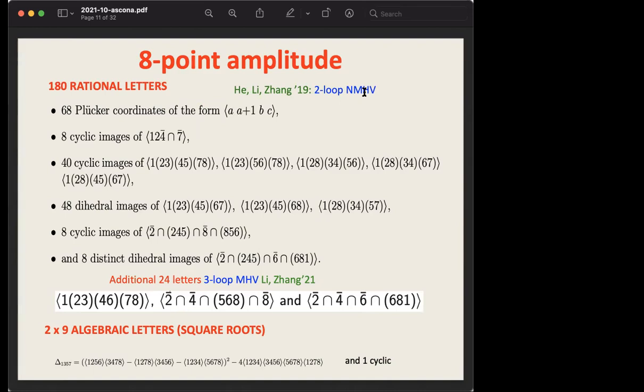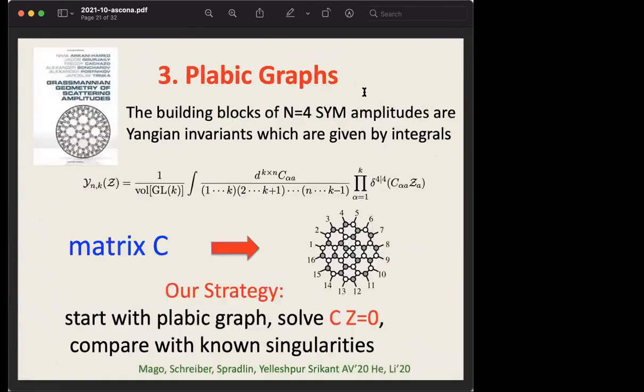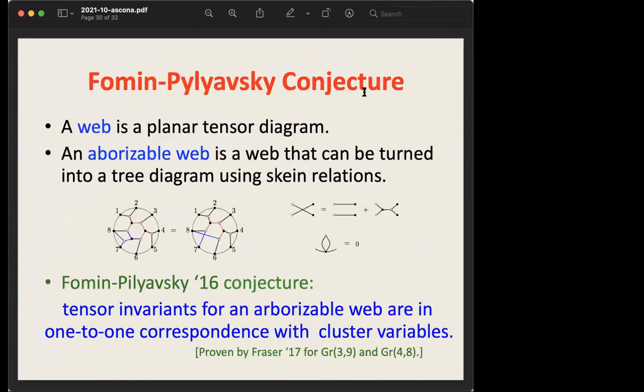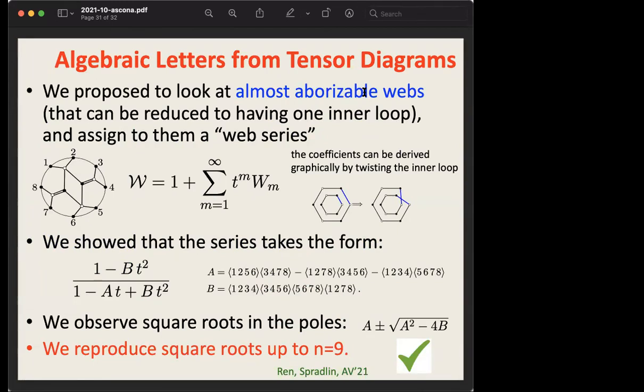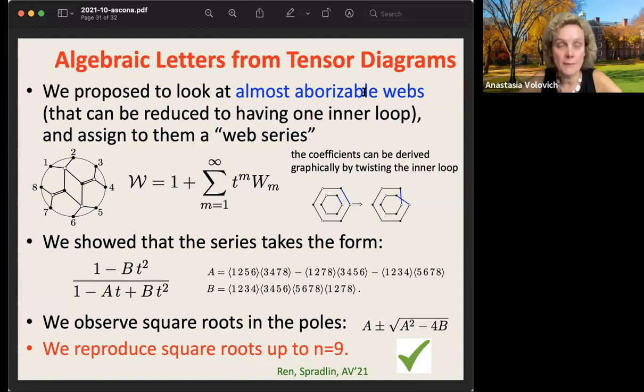Actually, I have a small follow-up question. Is the statement that all invariants that come from, say, the tensor diagrams with a single loop correspond to a letter that appears in some amplitude? No, you're talking about almost abelianizable. The almost abelianizable construction is something we came up with only to get the square roots. But I meant, does every almost abelianizable tensor diagram give you an object that then appears in an amplitude? Yes, I mean, for 8 and 9 we didn't analyze further. Okay, I see. Thanks.